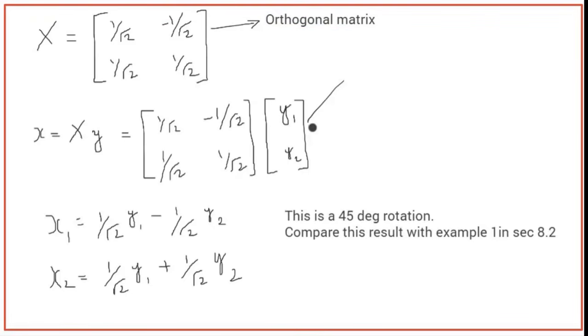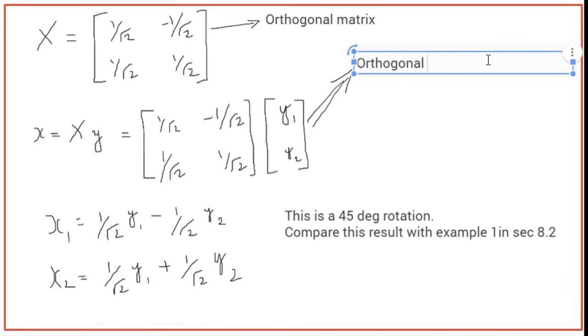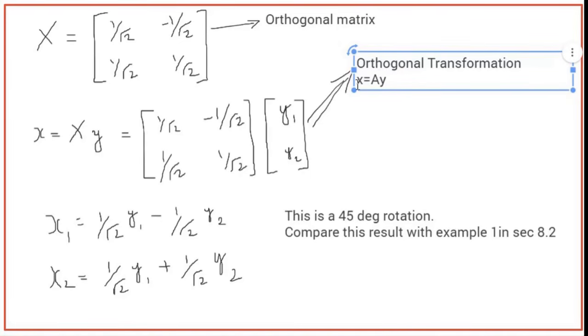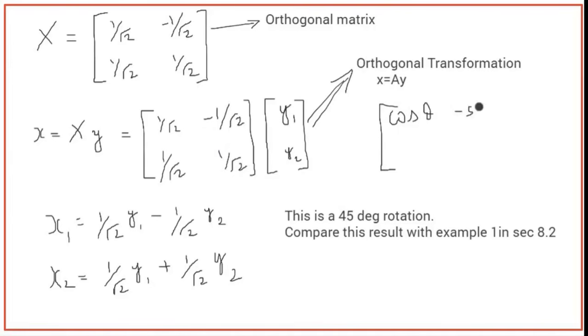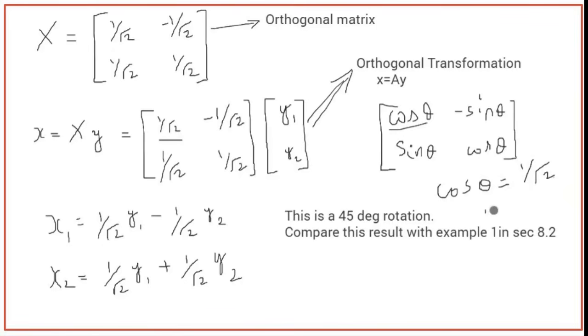And then this transformation, x is equal to capital X y, is an orthogonal transformation. We know that an orthogonal transformation is a rotation. So let's compare this with the rotation matrix with rows cos theta, minus sin theta, and sin theta, cos theta. From this it is clear that cos theta is equal to 1 by root 2, which means theta is equal to 45 degrees.